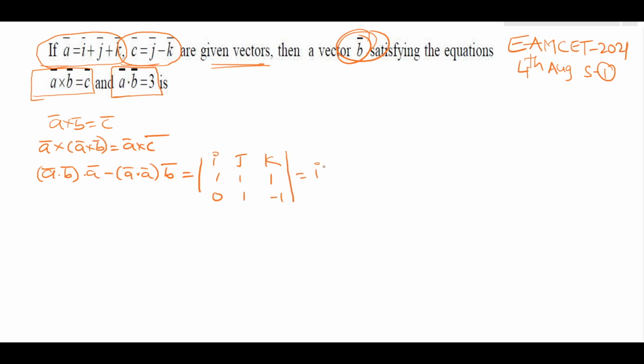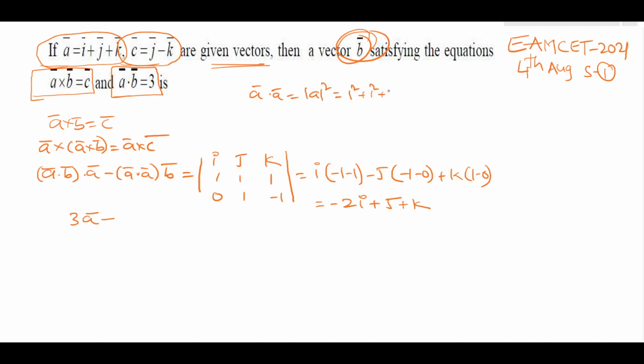So that is equal to I of minus 1 minus J of minus 1 minus 0 plus K of 1 minus 0, that is equal to minus 2I plus J plus K. This is A bar dot B bar. Here A bar dot B bar is given 3, that is 3A bar minus A bar dot A bar into B bar. So A bar dot A bar is equal to mod A square. Mod A square is 1 square plus 1 square plus 1 square is equal to 3. This is 3B bar is equal to minus 2I plus J plus K bar.